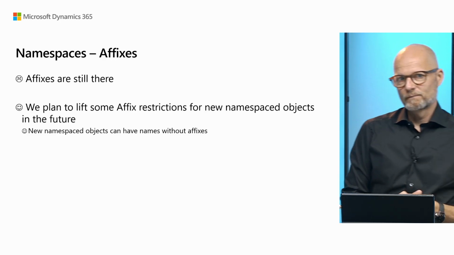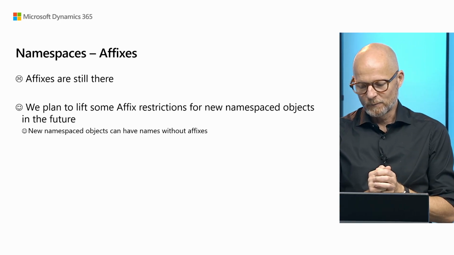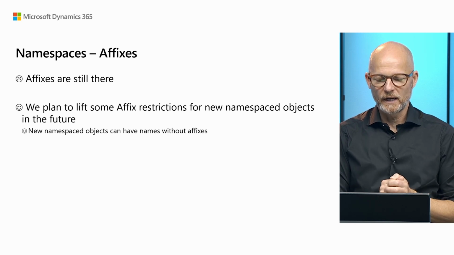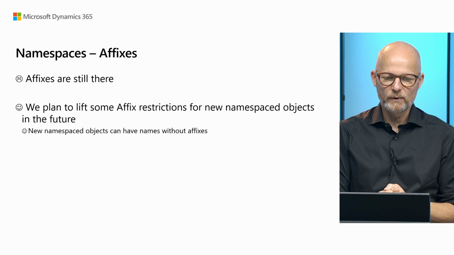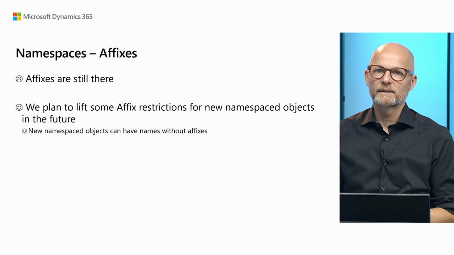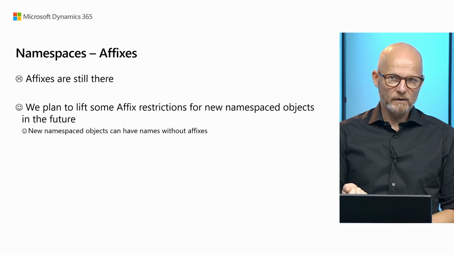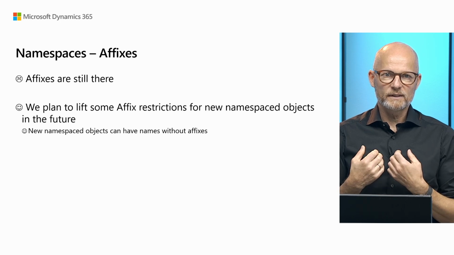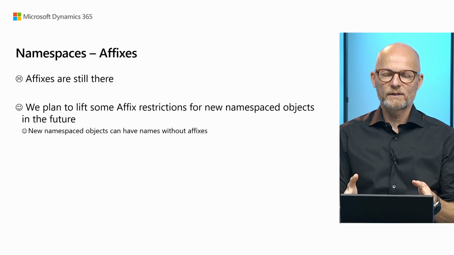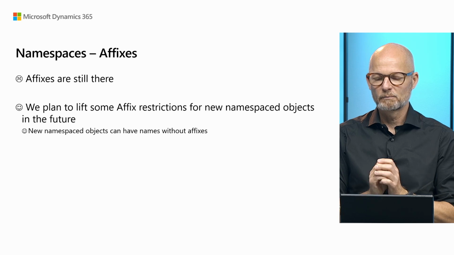And here's some bad news for now. We still have affixes. We would like to lift some of the restrictions, and for instance, one of those we're looking at is that new namespace objects can have names without affixes. Which will take a little bit longer is members on objects, but this introduction of namespaces is for us a way of moving in a direction without affixes, but it may take a while.